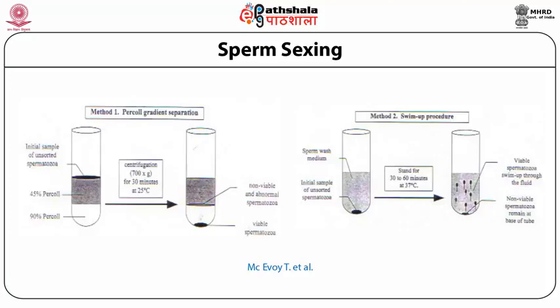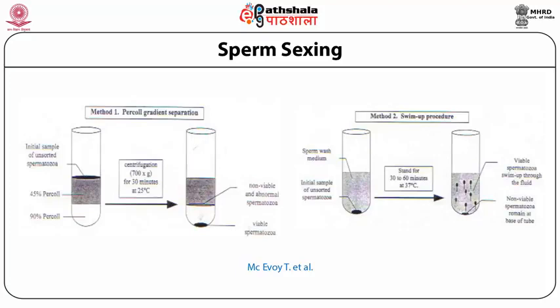The second method is the swim-up procedure. In the swim-up procedure, sperm wash media is used and the initial sample is deposited at the bottom of the tube, and it is allowed to stand for 30 to 60 minutes at 37 degrees Celsius. The sperms which are motile will move upward, and viable spermatozoa can be collected. So the difference in motility forms the basis of separation of X and Y spermatozoa.